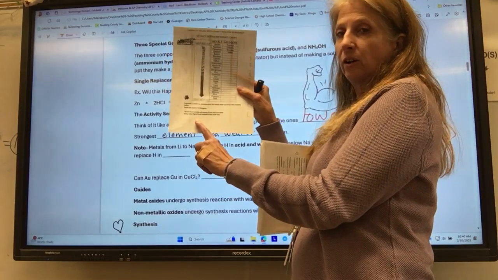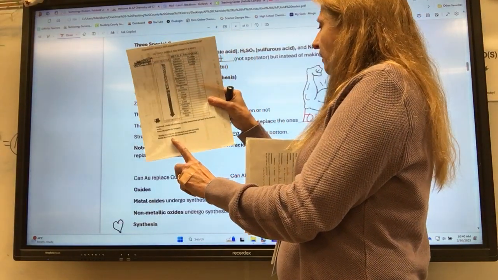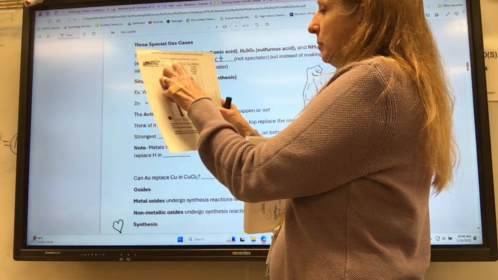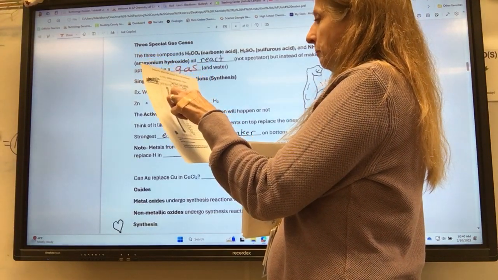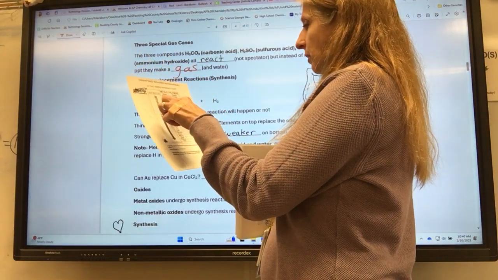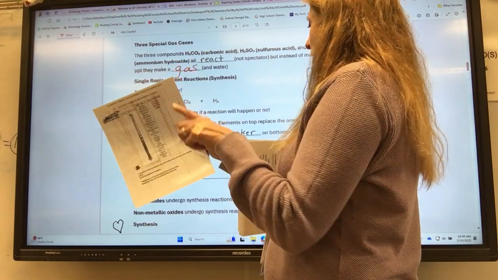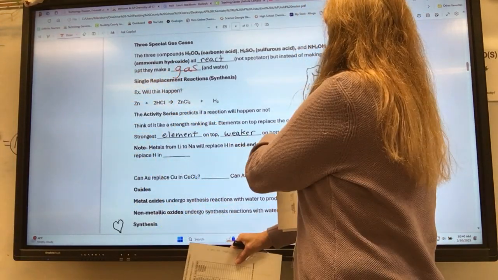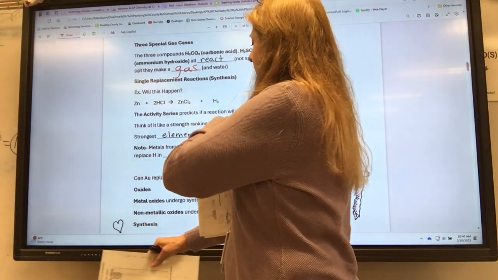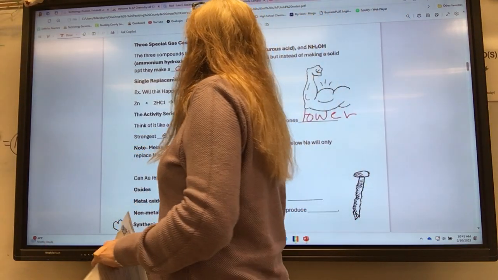Okay, look right there on your page. It says metals from lithium to sodium. Let's find sodium here. It's in the middle here somewhere. Those to sodium will replace hydrogen in acid and water. Ones below sodium will only replace hydrogen in acid.